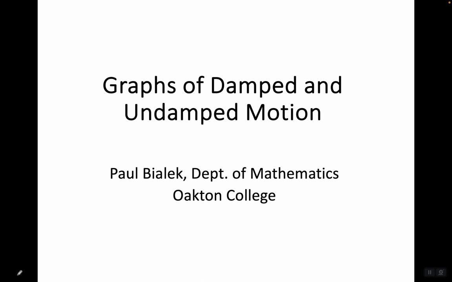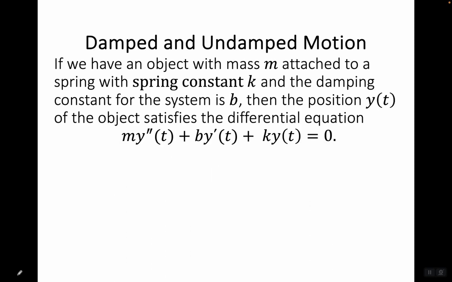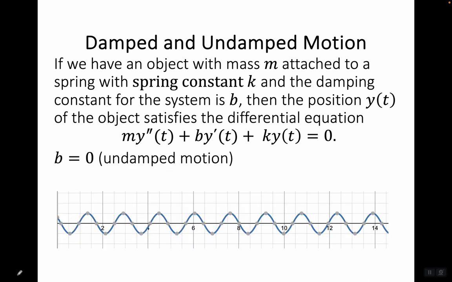Let's talk about graphs of damped and undamped motion. If we have an object with mass m attached to a spring with spring constant k, and the damping constant for the system is b, then the position y of t of the object satisfies the differential equation m y double prime plus b y prime plus k y equals 0.